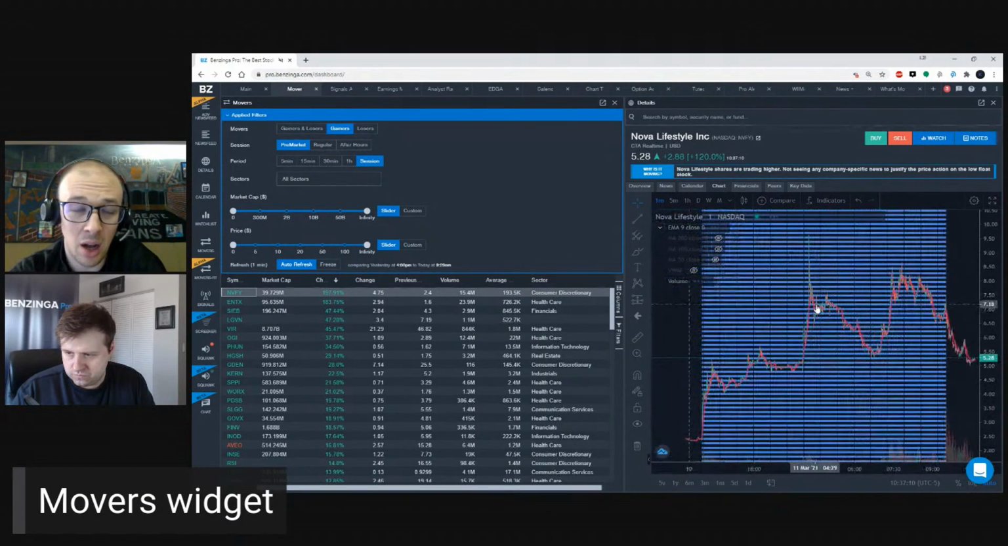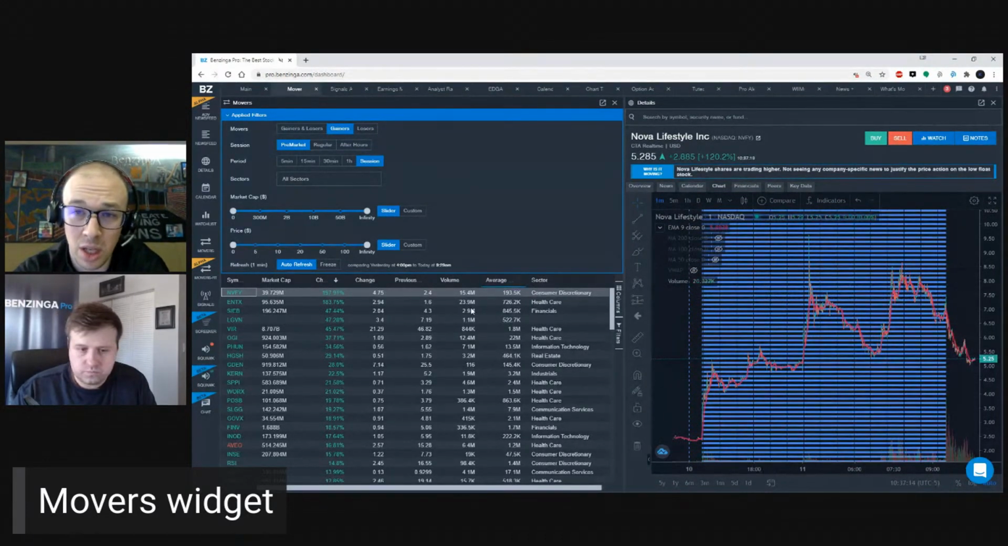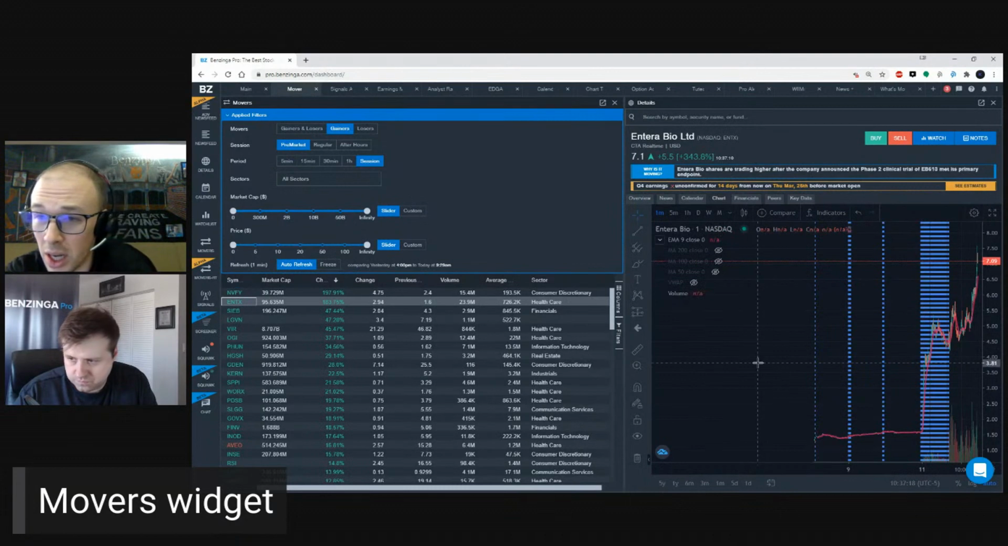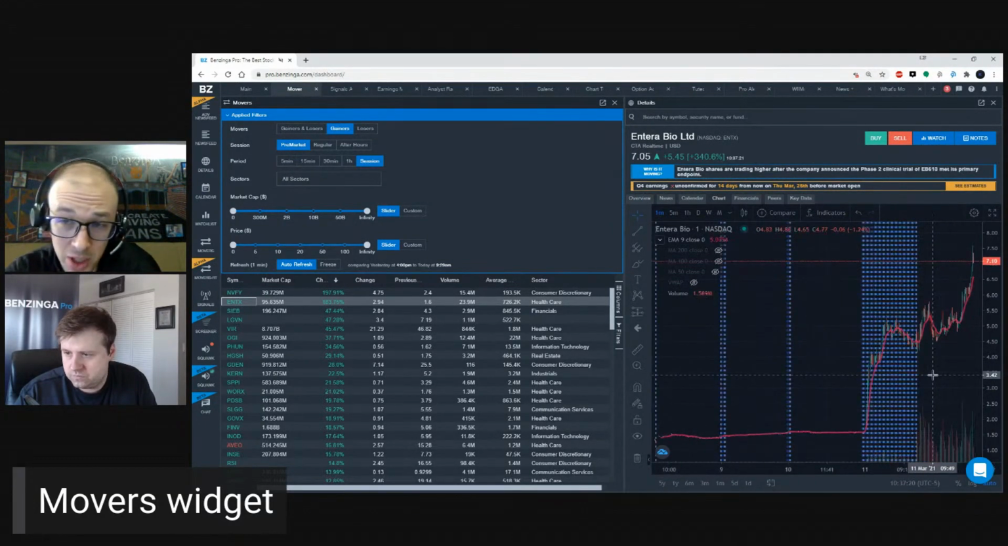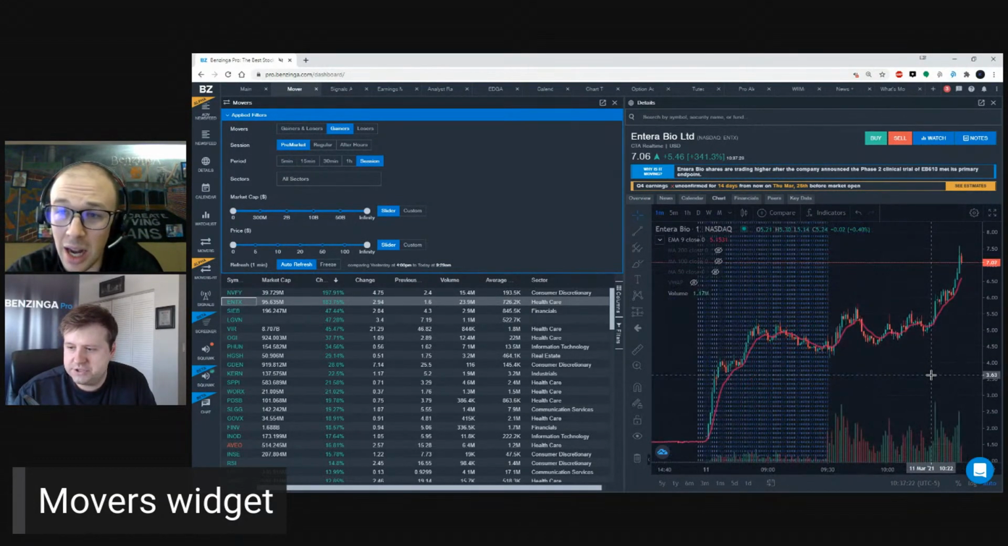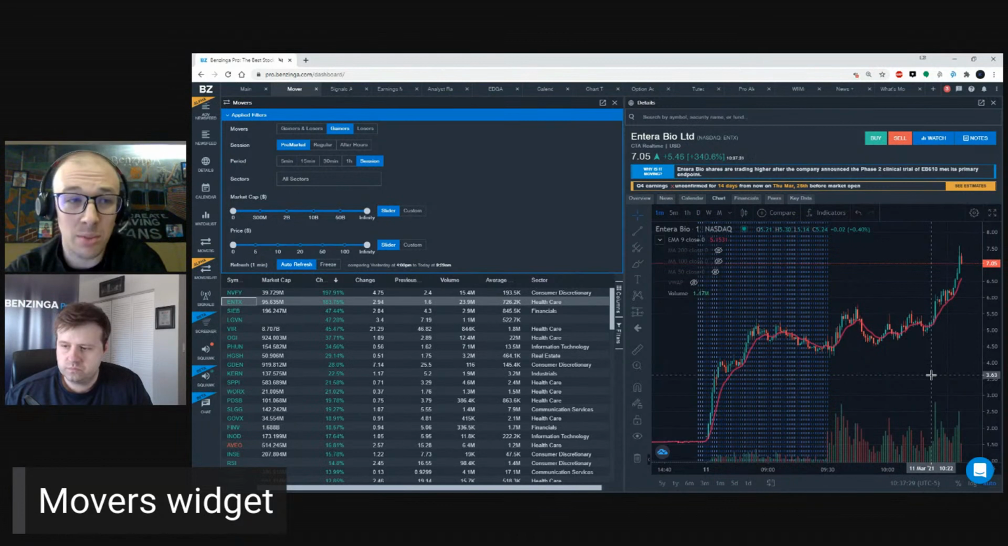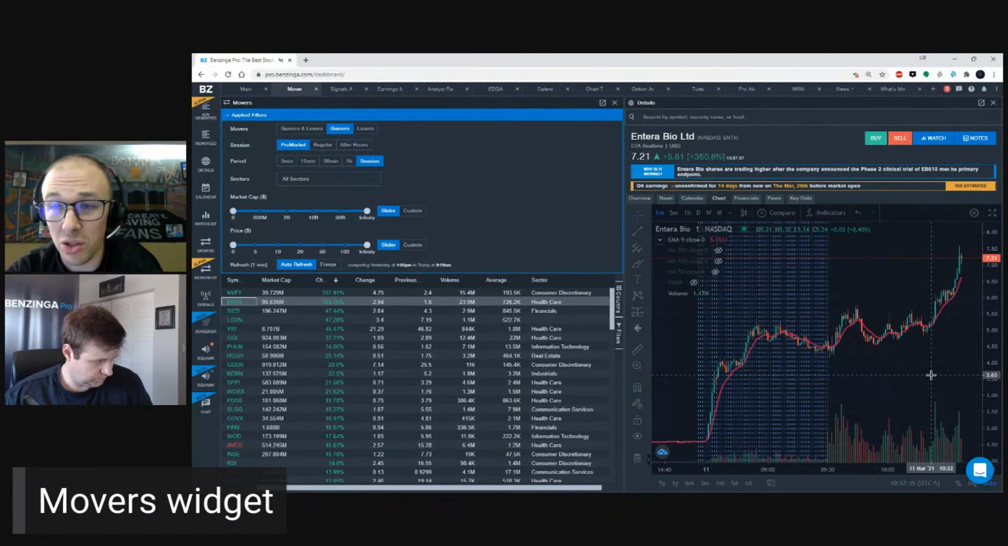Then all I did was start clicking through some of these symbols, and what stuck out to me was ENTX. You'll notice it was pretty much a gap and go here. Monster, and I liked it also because it had a solid news catalyst. Notice how it has the "Why is it moving" headline right there at the top: shares are trading higher after the company announced the phase 2 clinical trial of EB613 met its primary endpoint.